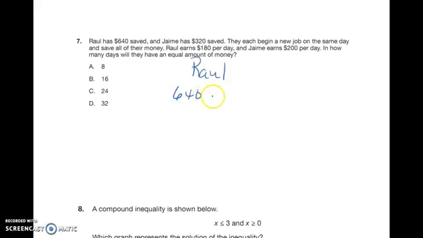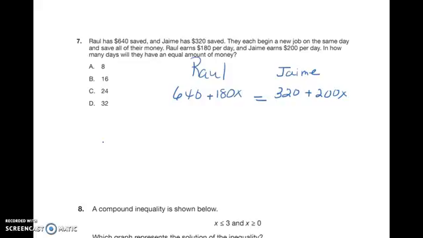And Raul earns $180 per day. So guess what? That's his rate. So we're going to use that plus 180x, and that gives us Raul. Jamie, on the other hand, starts with $320, and his rate is $200 per day. So plus $200x. This question is asking us, when will these two values be the same? So we're going to stick an equal sign between them, and we're going to solve.